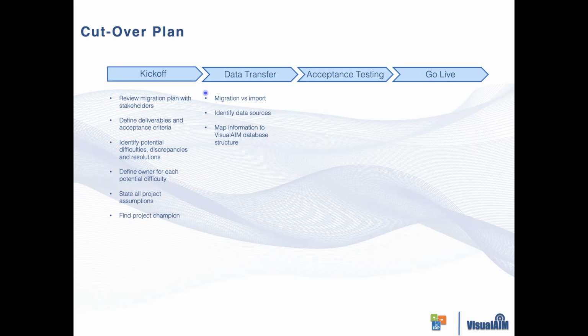And I put in the first bullet point migration versus import, because depending upon the nature of the project itself, you're either migrating information from existing databases, which is essentially what we did in this use case that we're discussing, versus you could also have a project in which you're basically starting from scratch. You're importing information from scratch into the mechanical integrity system.